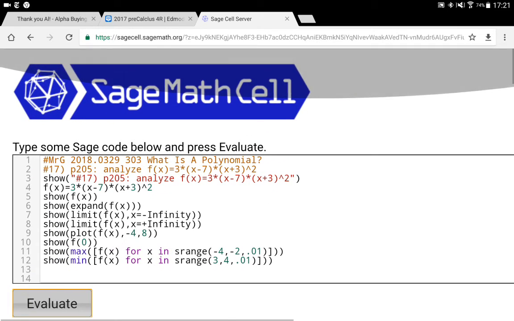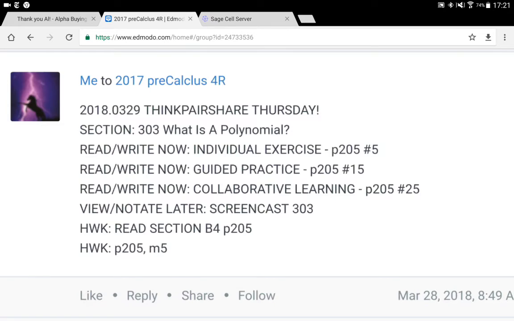Okay, so have a nice day, guys. Don't forget your homework. Page 205, multiples of 5, where we did multiples of 10 the other night. We started talking about polynomials, power functions a little bit too.